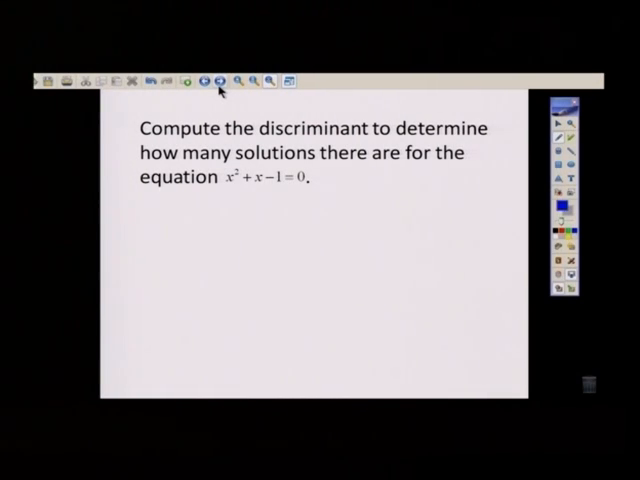Okay, on to the next one then. Here, I just would like you to compute the discriminant and then tell me how many solutions there will be. Will there be two distinct real solutions, one solution, or no real solutions at all?